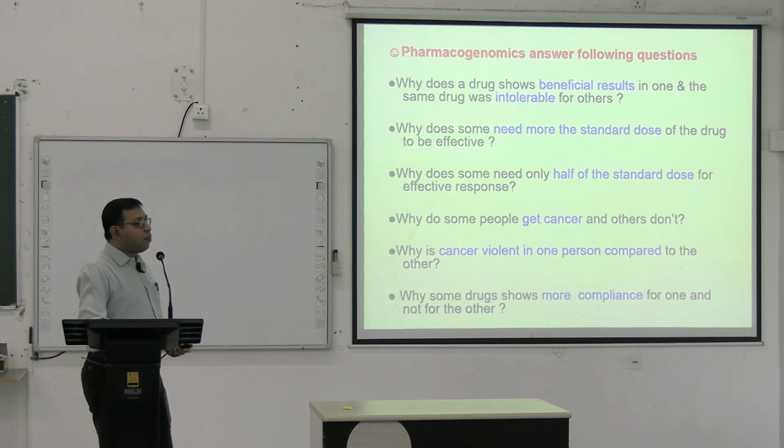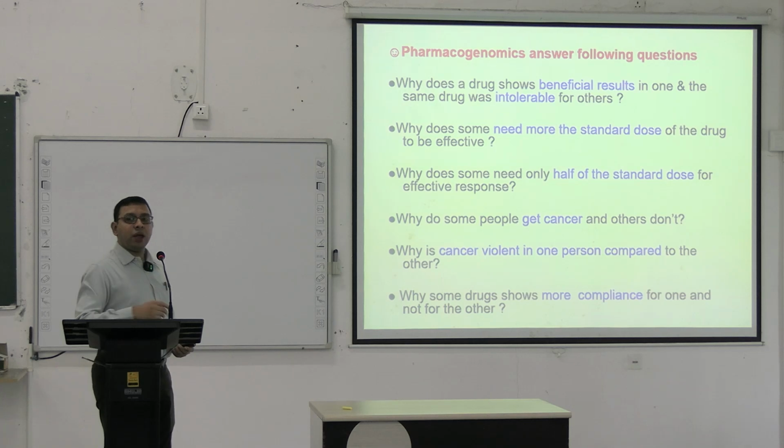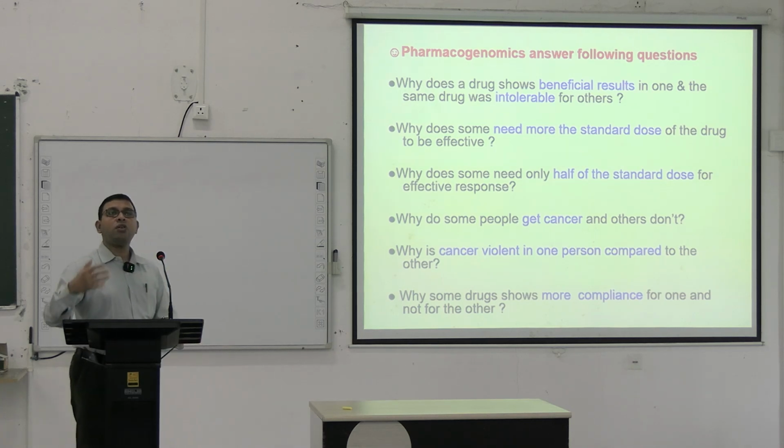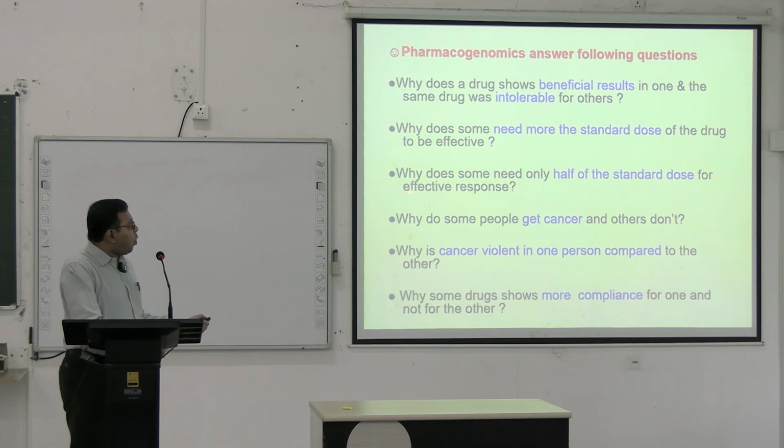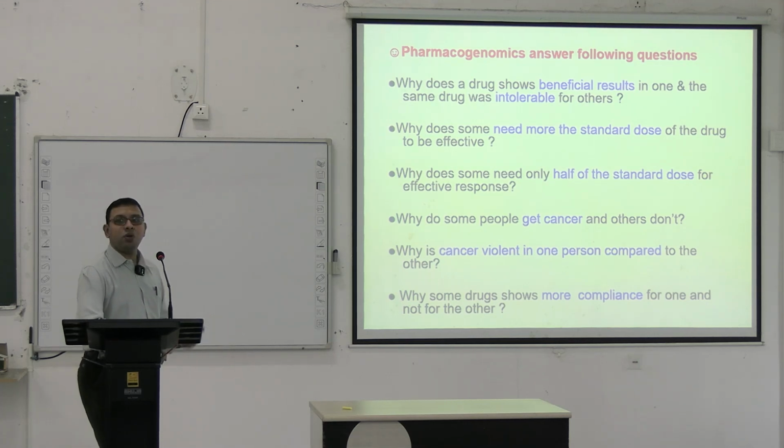So pharmacogenomics basically answers these questions. Why does a drug show beneficial results in one person, and the same drug is intolerable for others? Why do some need more than the standard dose? You can see some individuals need more drug, because the same drug will not give the effectiveness. Why do some need only half of the standard dose? Some need a lesser amount of the drug to see the same type of effect.